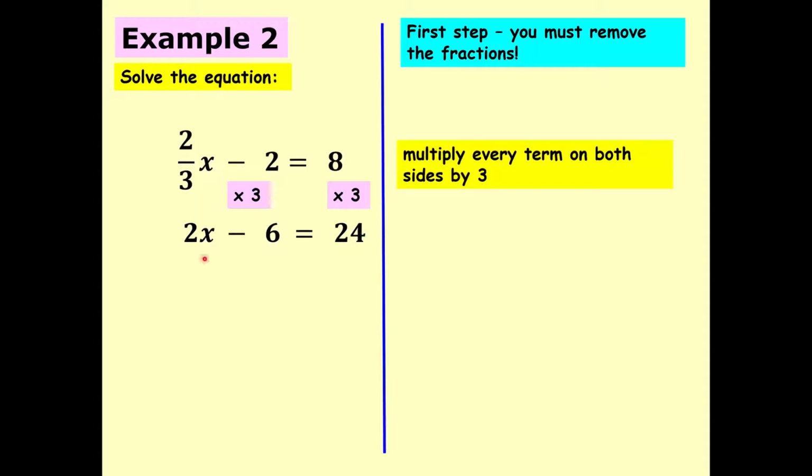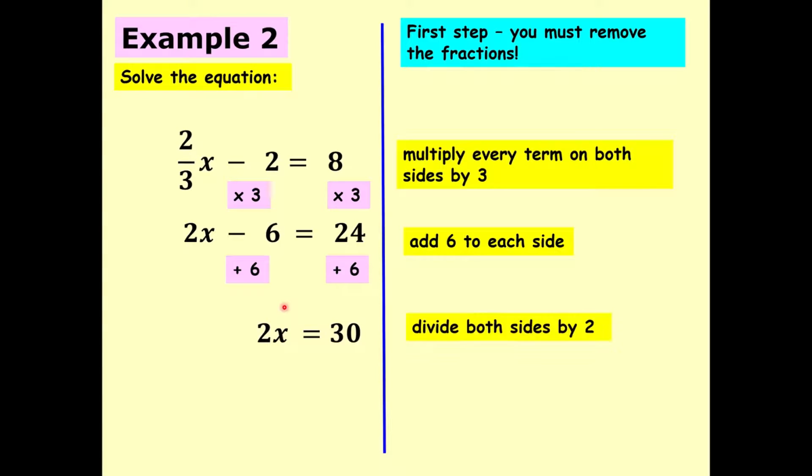So we're trying to get the x on its own. The 2 is stuck to it just now, so we're going to leave that be. But we've got a minus 6 here that's stopping us, so we need to add 6 to both sides, to give us 2x equals 30. Again, what's stopping us from having x on its own? Well, we've got to multiply by 2, so we need to essentially do the opposite, which is divide by 2. So we're going to divide both sides by 2 to give us x equals 15.